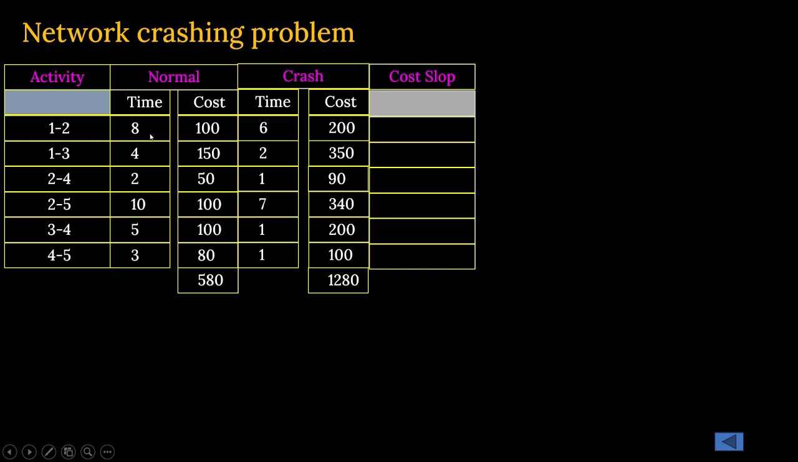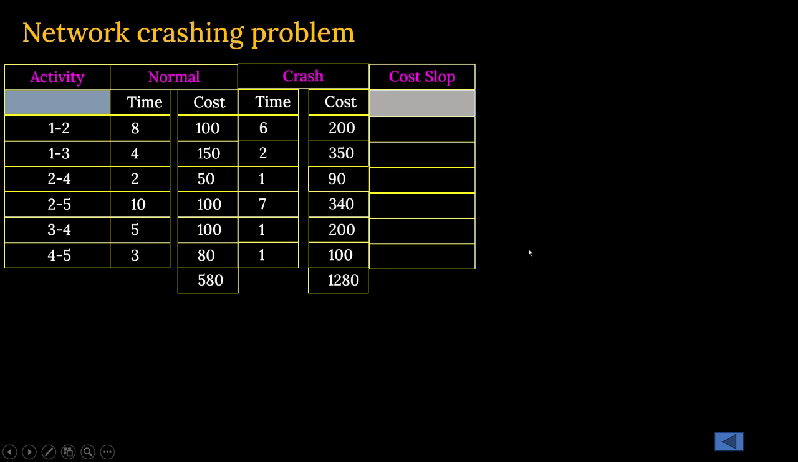That means in this first instance, instead of 8 days, if you want to complete the activity in 6 days, you have to invest 200 rupees for that. You got my point? Similarly, for the activity 1 to 3, the normal time was 4 days. If you want to complete it in 2 days, then you have to invest 350 rupees for that. Like that, if you add the cost of crashing each activity the way it is mentioned, your total crash cost will be 1280 rupees.